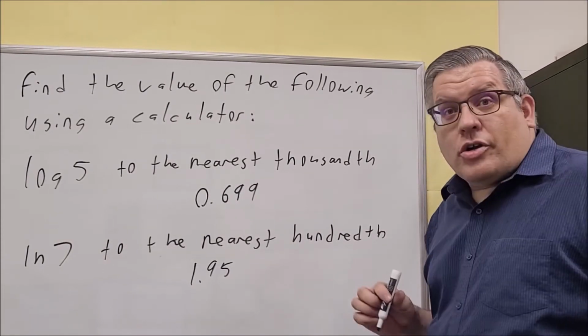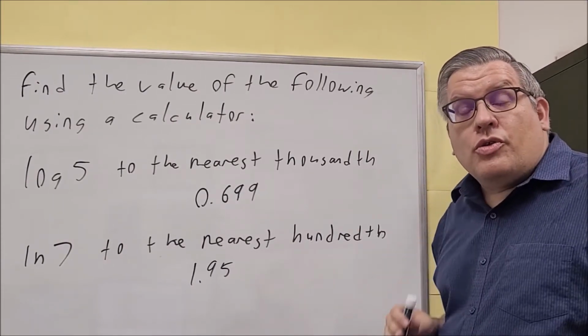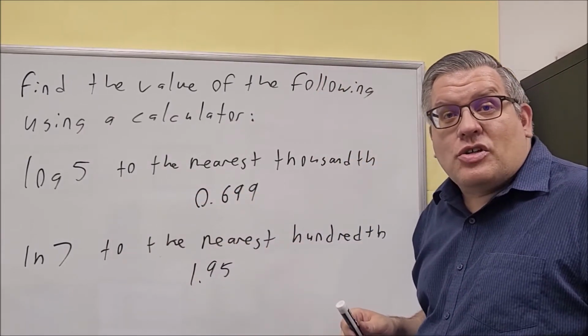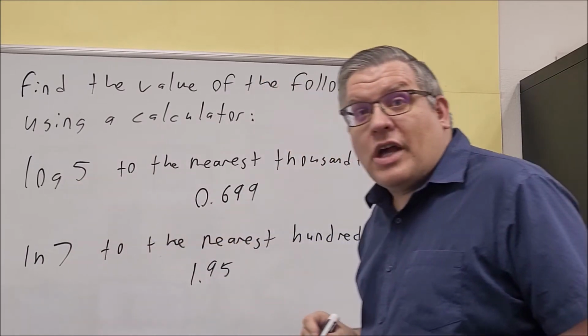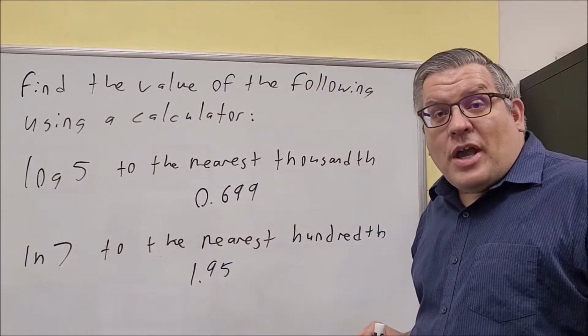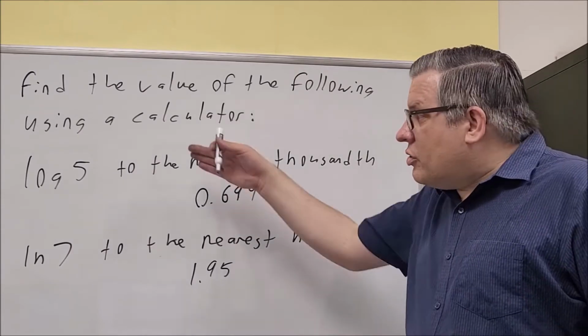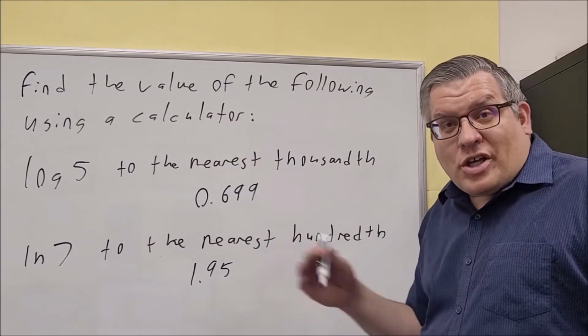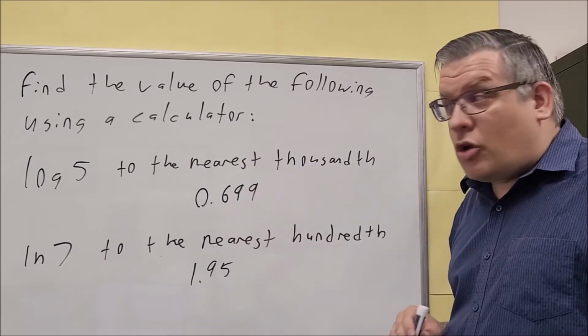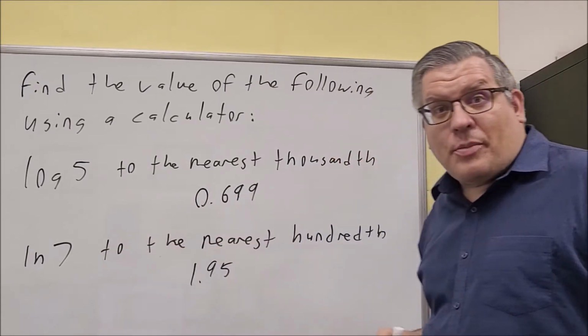Your calculator is programmed to only do 2 types of bases. This here is a log base 10. If you see a log that does not have a number underneath it, that's automatically base 10. And LN is a log base e. Those are the only 2 that most calculators will do. Some graphing calculators might be able to do different bases, but most calculators can only do log base 10 and log base e.